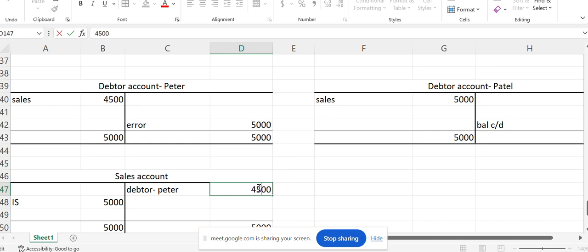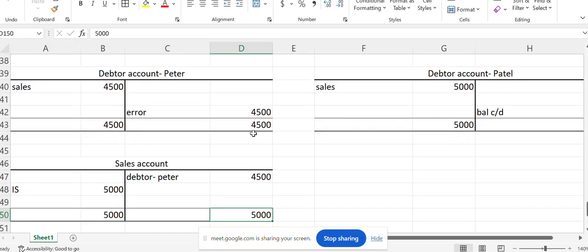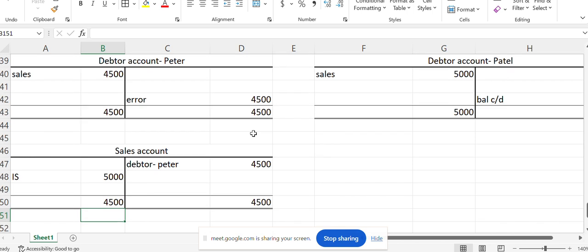4,500. You have understated the accounts. So the balance here will be 4,500. So this one means that the trial balance will still balance, because whatever you have recorded on the debit side is the same value that's going to appear on the credit side.